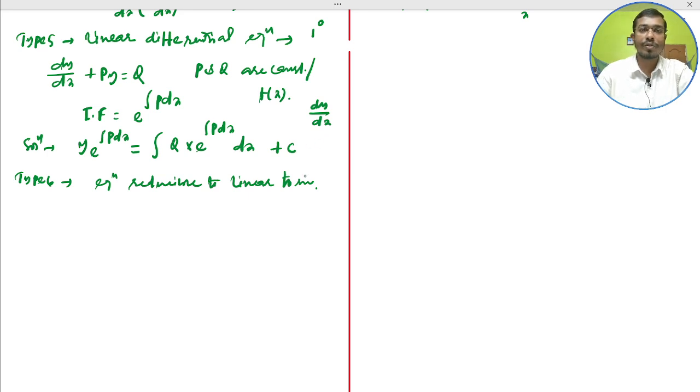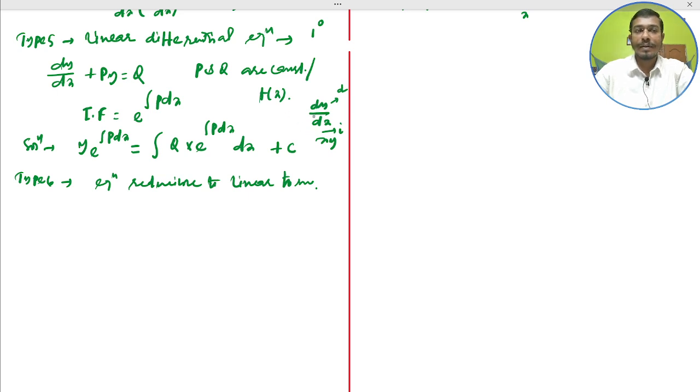And there should be no product, only x. No product means no xy. This is important: x is the independent variable, because differentiation is with respect to x, and y is dependent. So the power of the dependent variable with respect to the independent variable, the derivative, should be 1. This is called the linear differential equation.